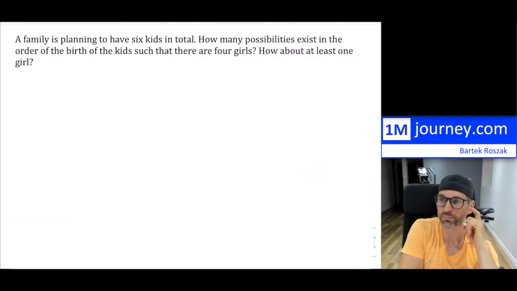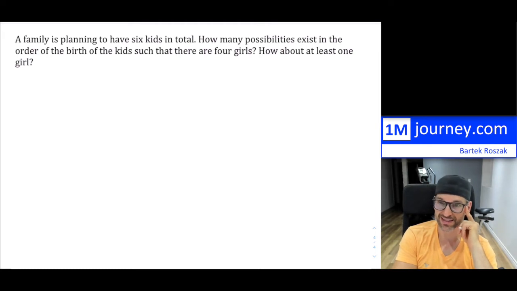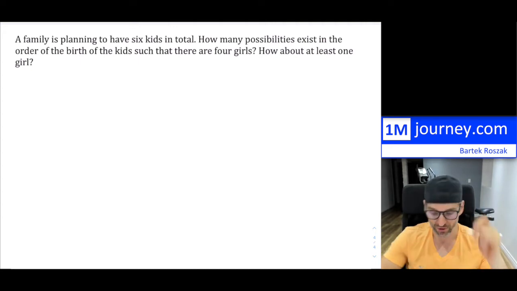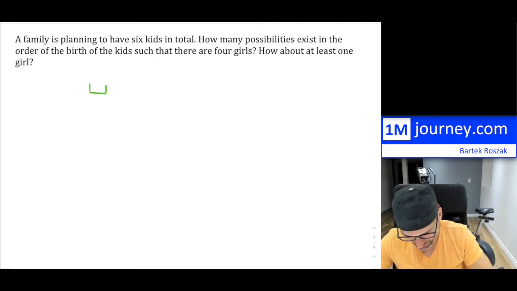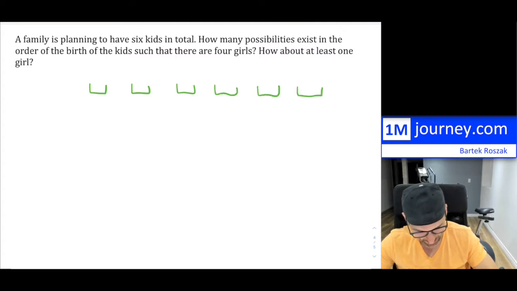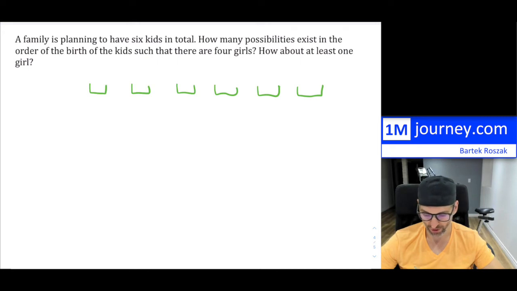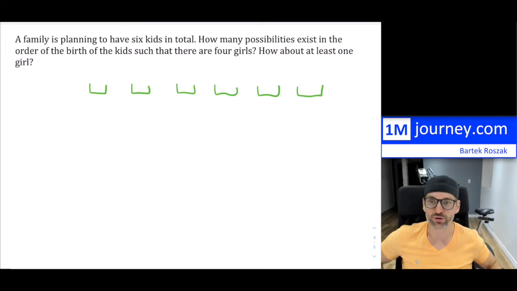All right, so for this example, a family is planning to have 6 kids in total. Okay, so that's brave. And how many possibilities exist in the order of the birth of the kids such that there are 4 girls? And then how about at least 1 girl? Okay, so it seems like it's 2 different separate parts. All right, so if there are 4 girls, okay, so we have 1, 2, 3, 4, 5. They want to have 6 kids. So a boy or a girl is a possibility for each. Okay, so how could we possibly do this?